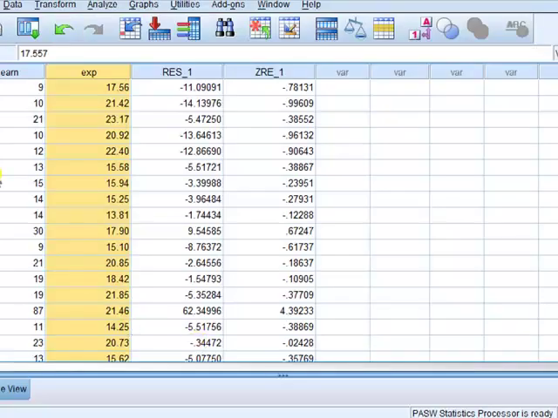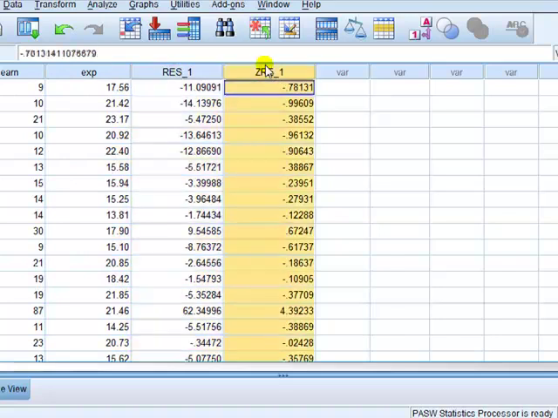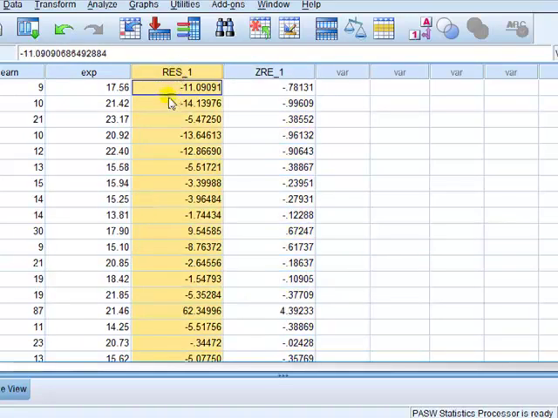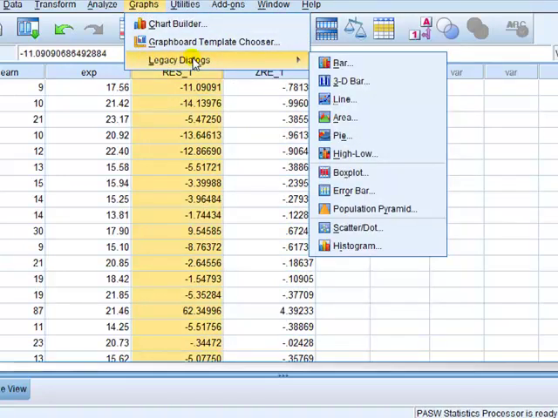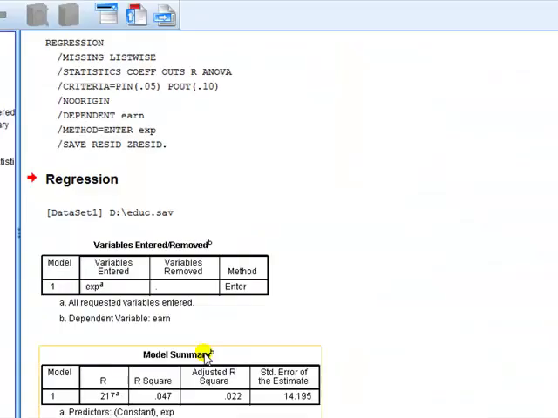So here we have two new columns, one of the unstandardized residuals, the plain old raw residuals, and the standardized residuals. Now let's look at the shape of the raw residuals graph. I'm going to choose to use the legacy dialogs. Histogram, resid into the variable box. Okay.